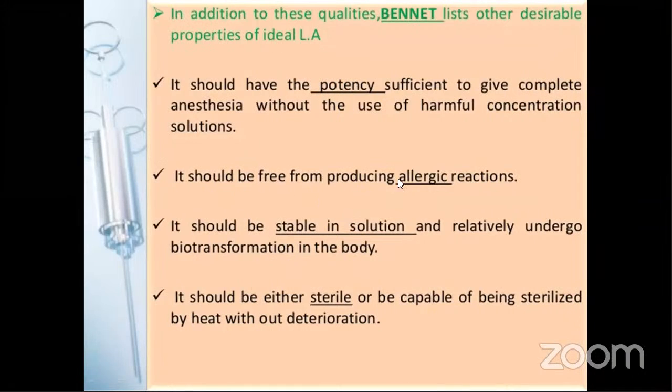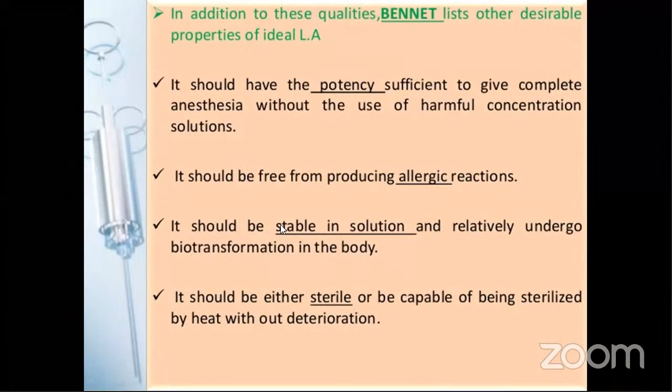Okay. It should be free from producing allergic reactions. Already told you, it should not cause any allergy or irritation on the skin or any part of the body where it is injected. So it should be free of allergic reactions.